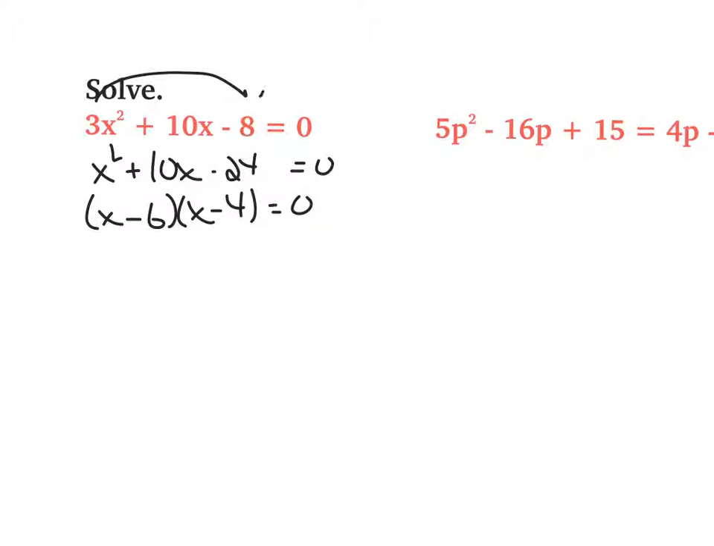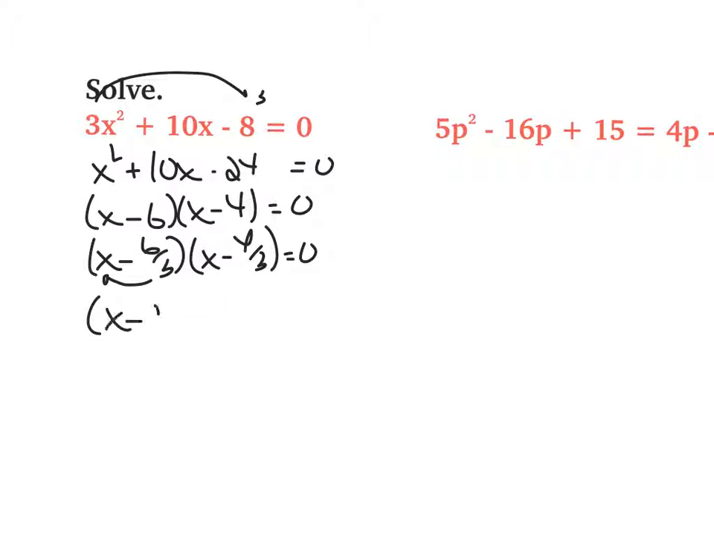And now, because I slid the 3, I'm going to divide by 3. It'll be 6 over 3 and 4 over 3. Right now, slide the 3 back. Well, I don't have to here. 6 divided by 3 is 2. Just divide by the 3. And here, slide the 3, get 3x minus 4.